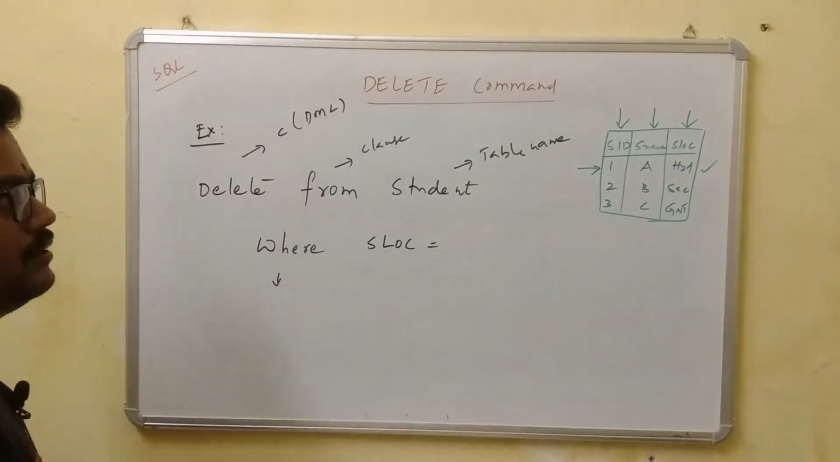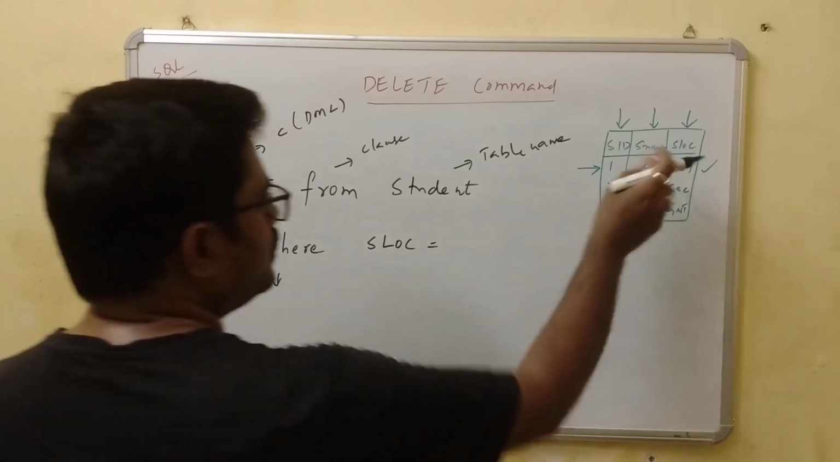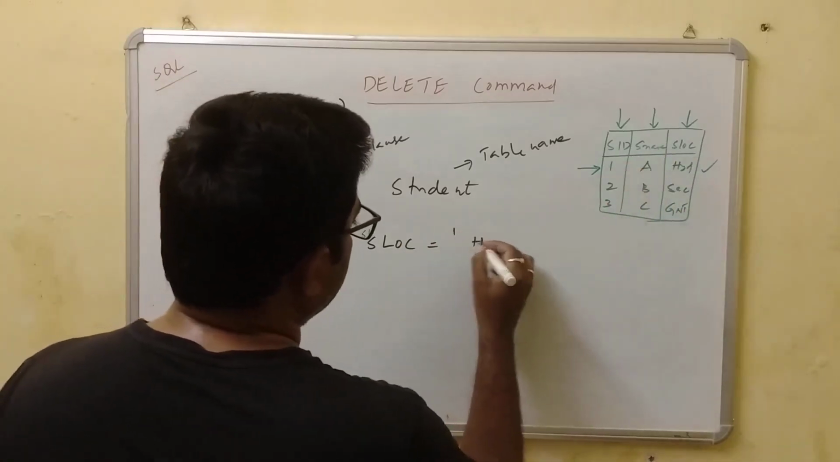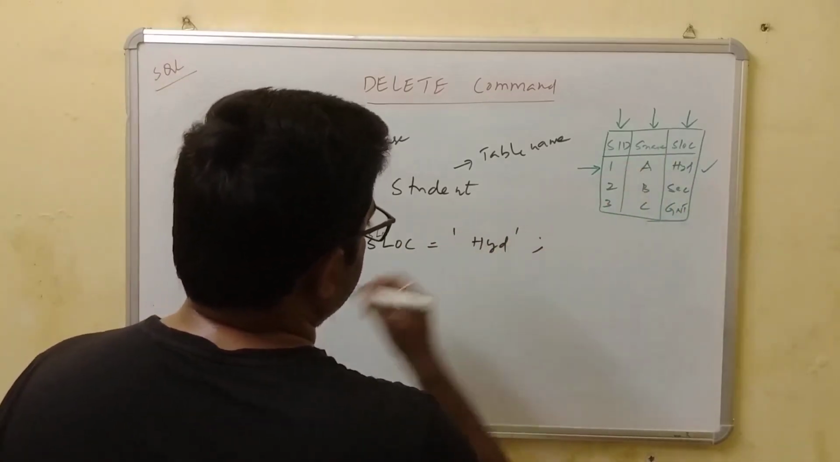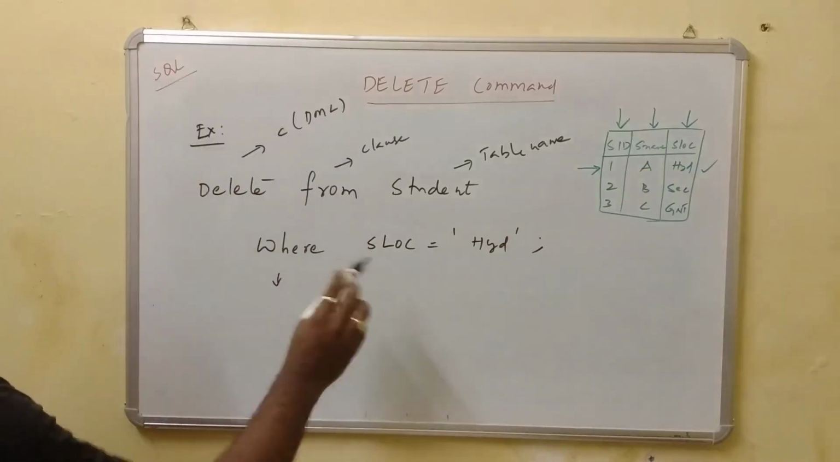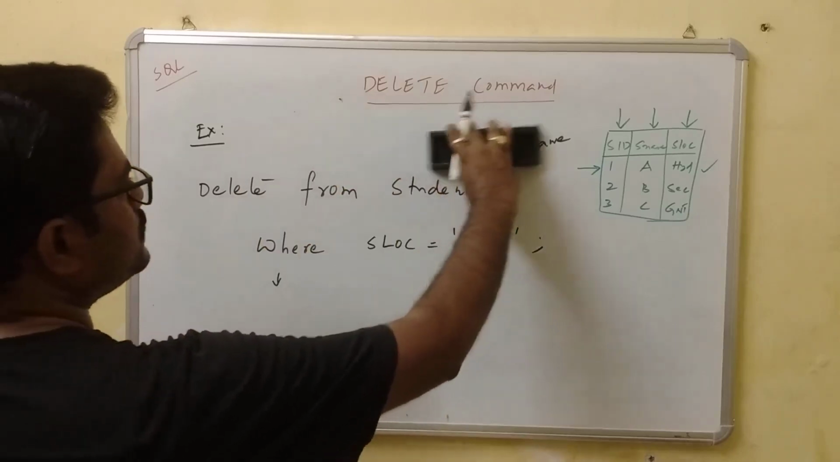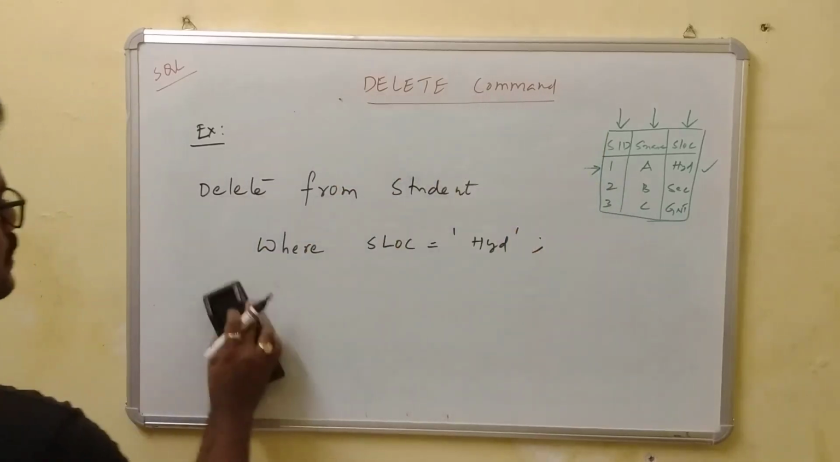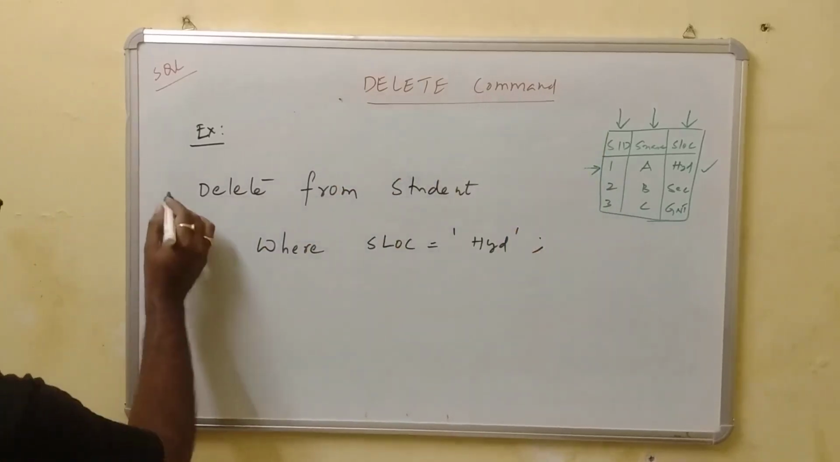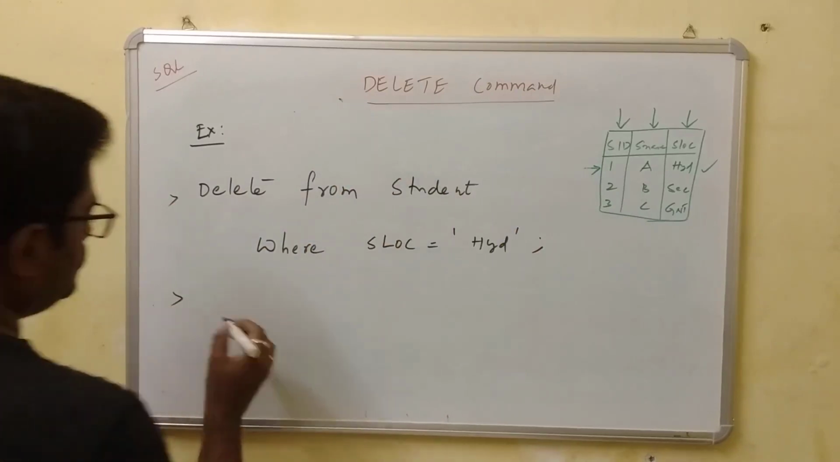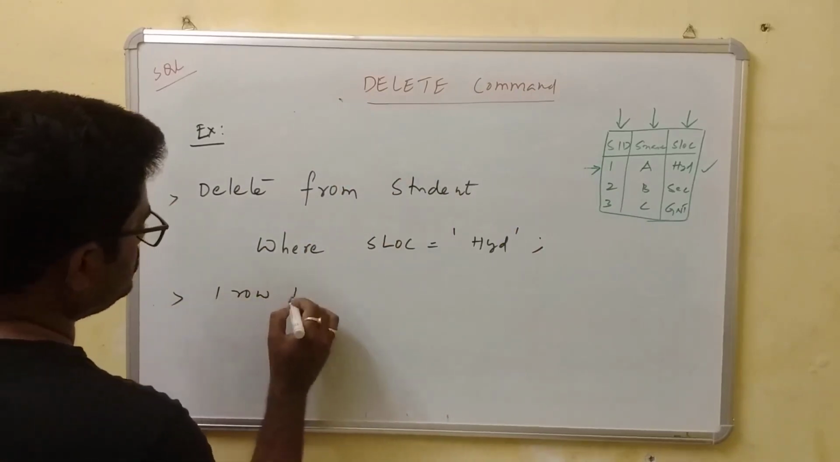It is a data type we need to identify. If it is a varchar, we need to mention it in single quotation marks. So this is the syntax, or the query, to delete the specific row. After writing this query, we can execute it on the editor. Then one row is deleted.